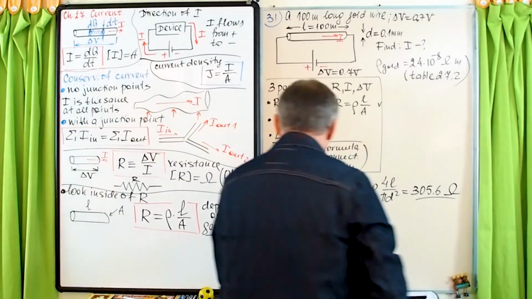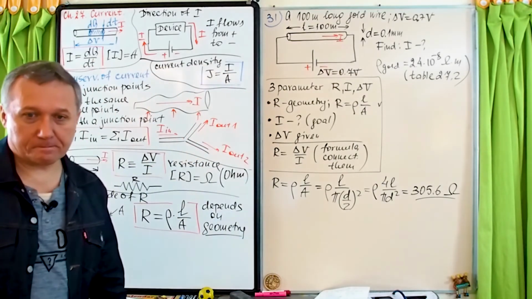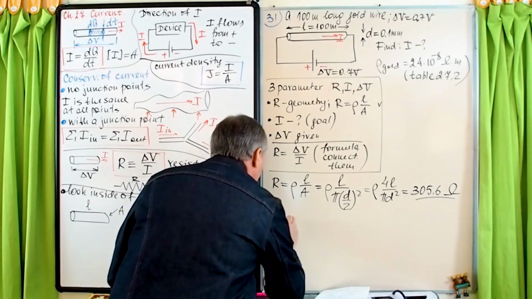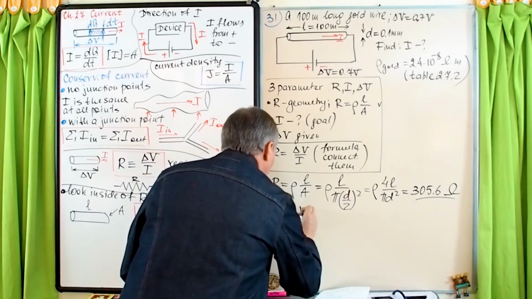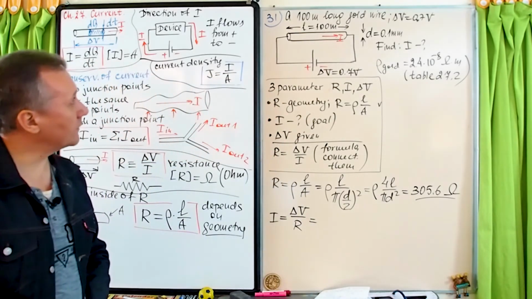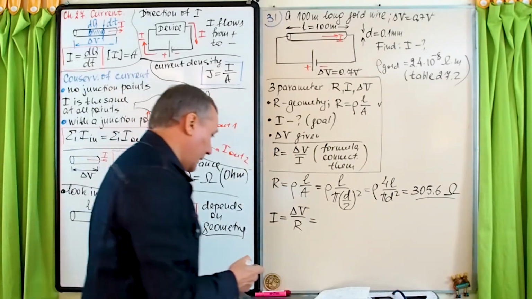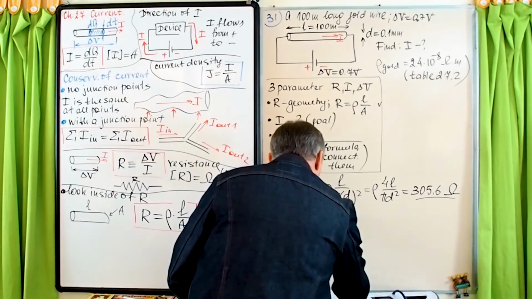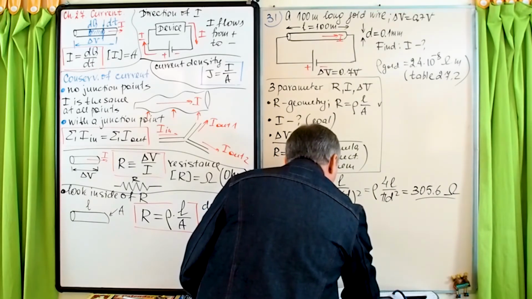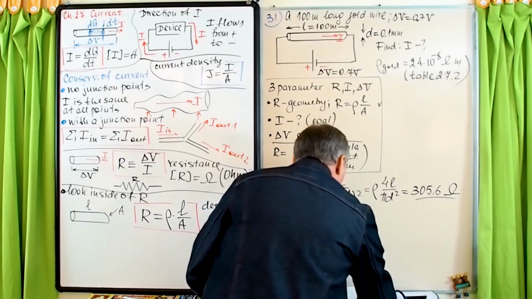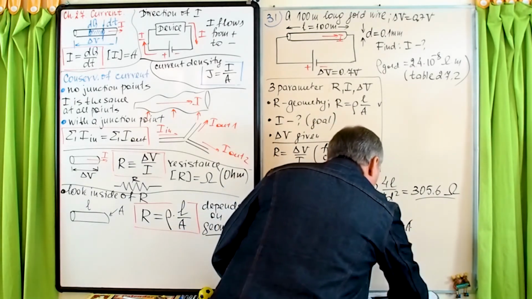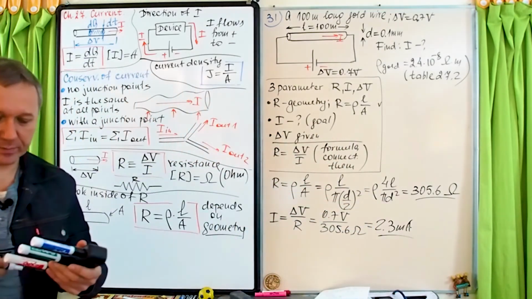And now Ohm's law can be used to find current. So basically, a two-step problem. I equals delta V over R. Delta V is 0.7, R is found. So you will get 0.7 volts divided by that 305.6 ohms, and that will be 2.3 milliamps.